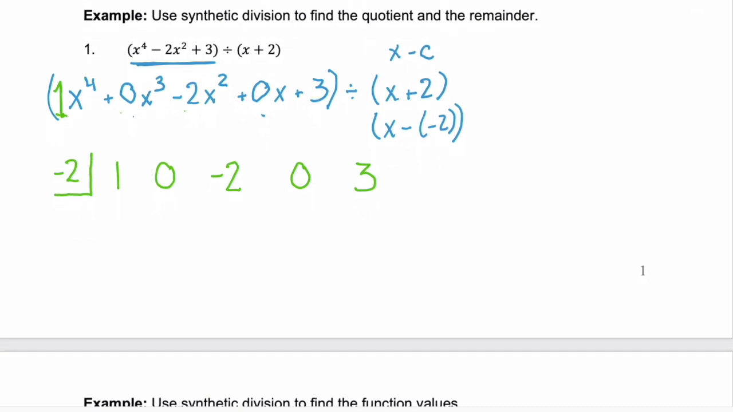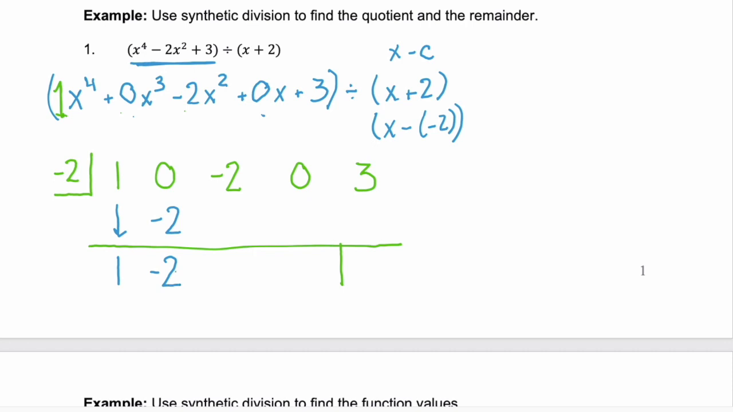Now we do the synthetic division. I like to draw my line first, and I draw a vertical line in the area of that constant term. Here it's that 3. First step is to bring down your first coefficient, which is 1. Then you're going to multiply the divisor, negative 2, by that 1, and you get a negative 2. Now in this second column, we're going to actually add these together. 0 plus negative 2 is negative 2.